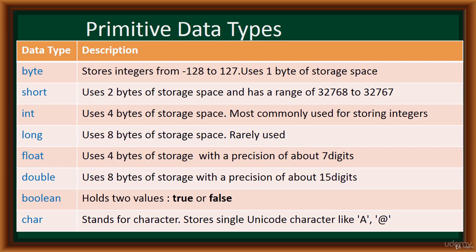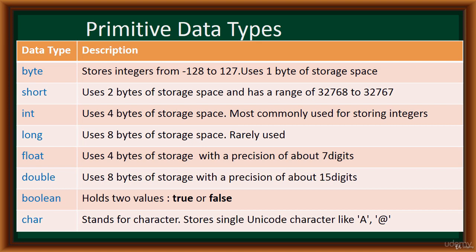For example, we can use the byte data type to store the age of a user, and it's unlikely that the user's age will ever exceed 127 years old, but you never know, there might be some exceptions. Next, we've got the short data type. This basically uses 2 bytes of storage space and has a range of -32768 to 32767.